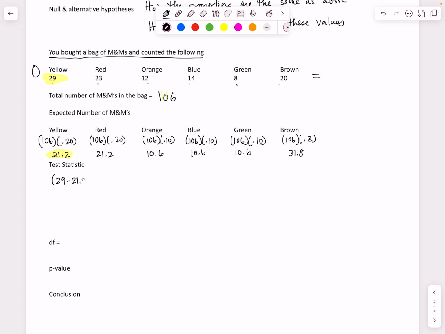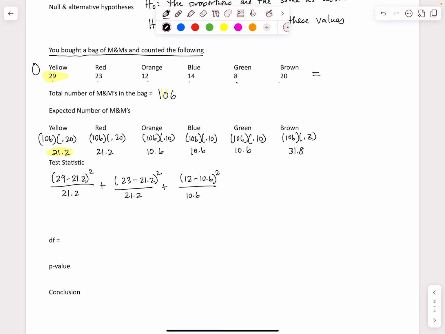29 minus 21.2, square it, and then divide by 21.2. Then go to the next one. 23 minus 21.2, square it over 21.2. And then you work your way down to all of them squared over 10.6, 14 minus 10.6 squared over 10.6, 8 minus 10.6 squared over 10.6 until I get to the last one, 20 minus 31.8 squared over 31.8.